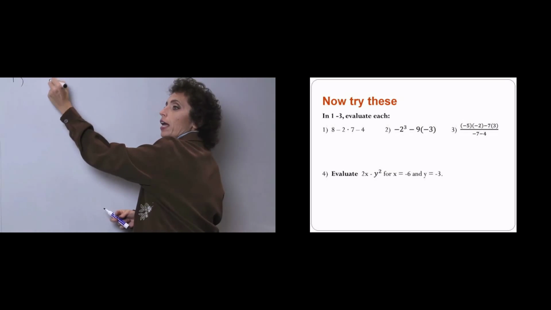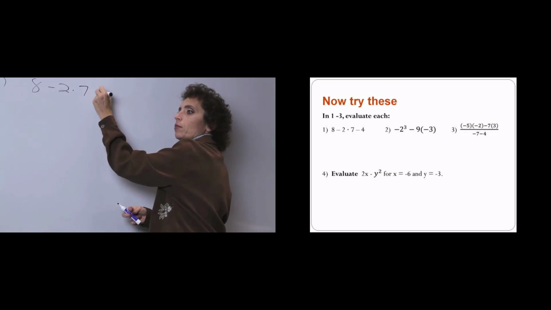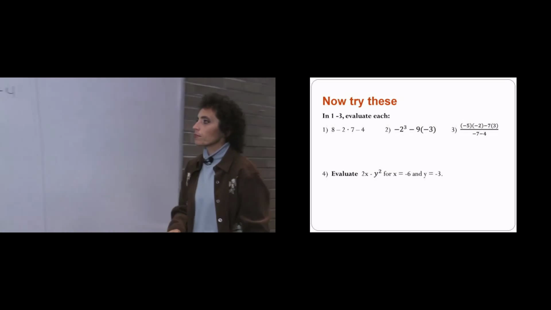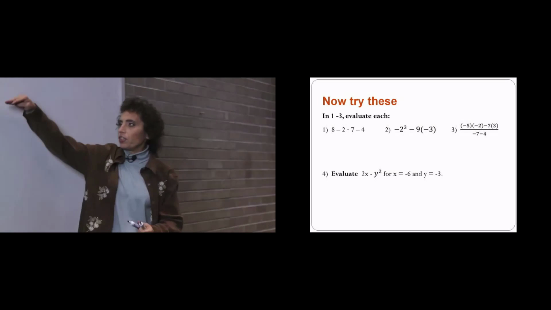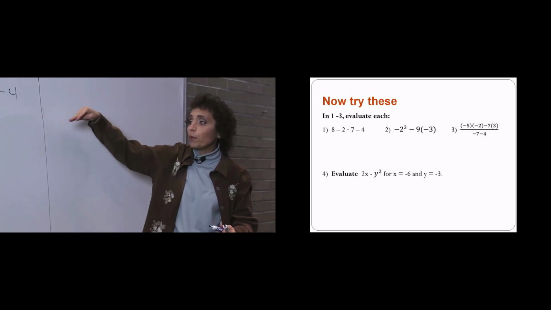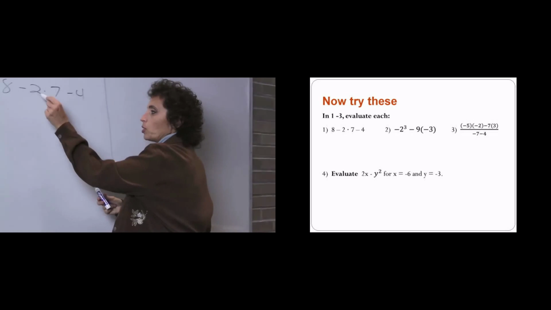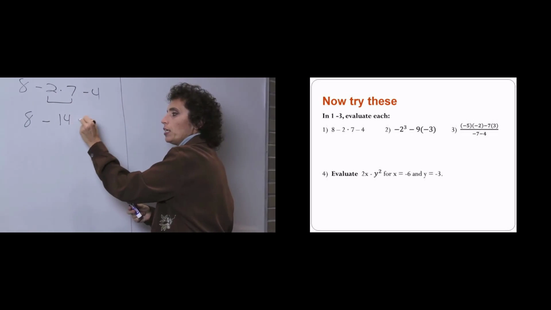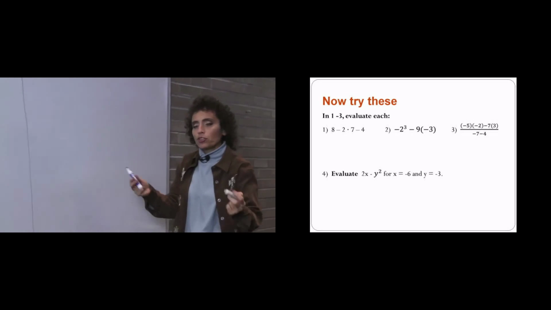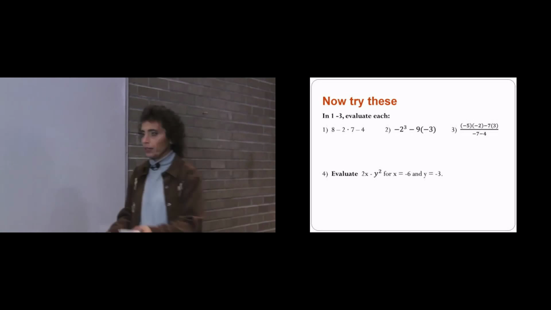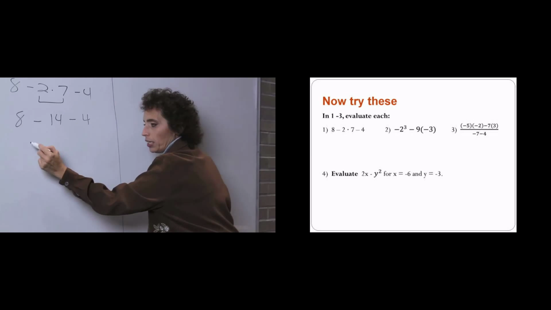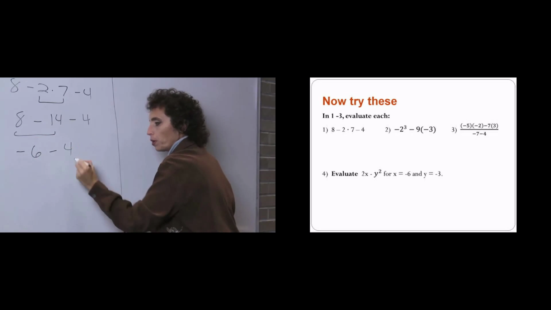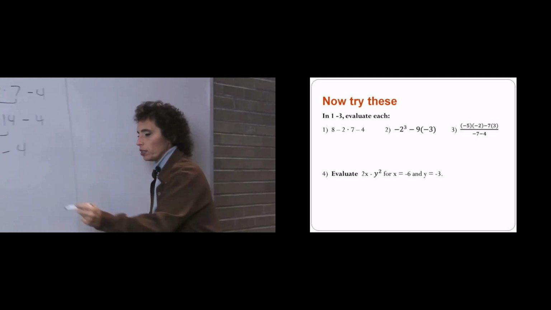Number 1. 8 minus 2 times 7 minus 4. Okay. Let's think order of operations. Parentheses? Nope. Exponents? Nope. Multiplication? Yes. So here's some multiplication. We're going to go here. So this is 8. Negative times a positive is a negative. 14 minus 4. Now we just go left to right, because addition and subtraction go from left to right. I have 8. I owe you 14. So I owe you 6. Minus this 4. I owe you 6. I owe you 4. So I owe you 10.